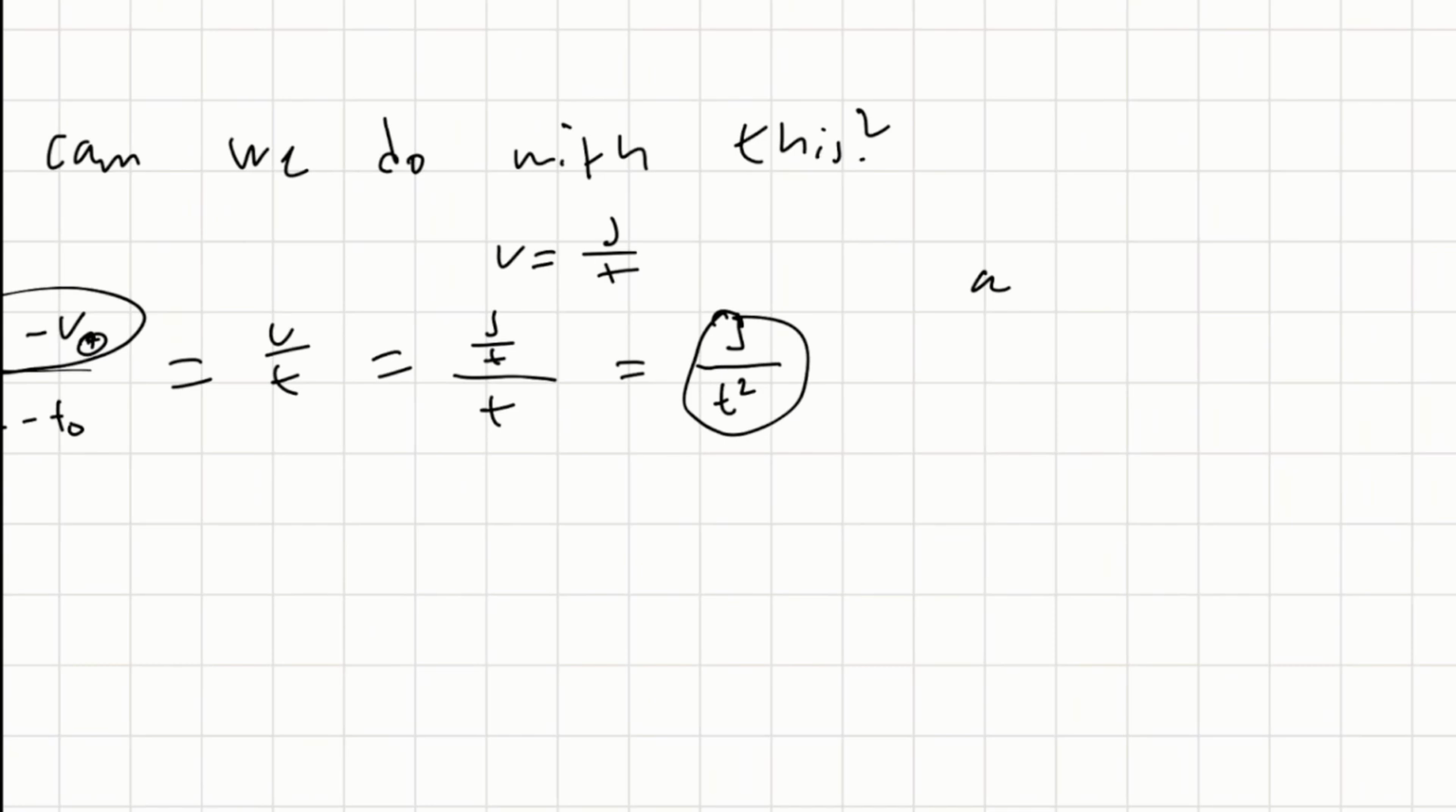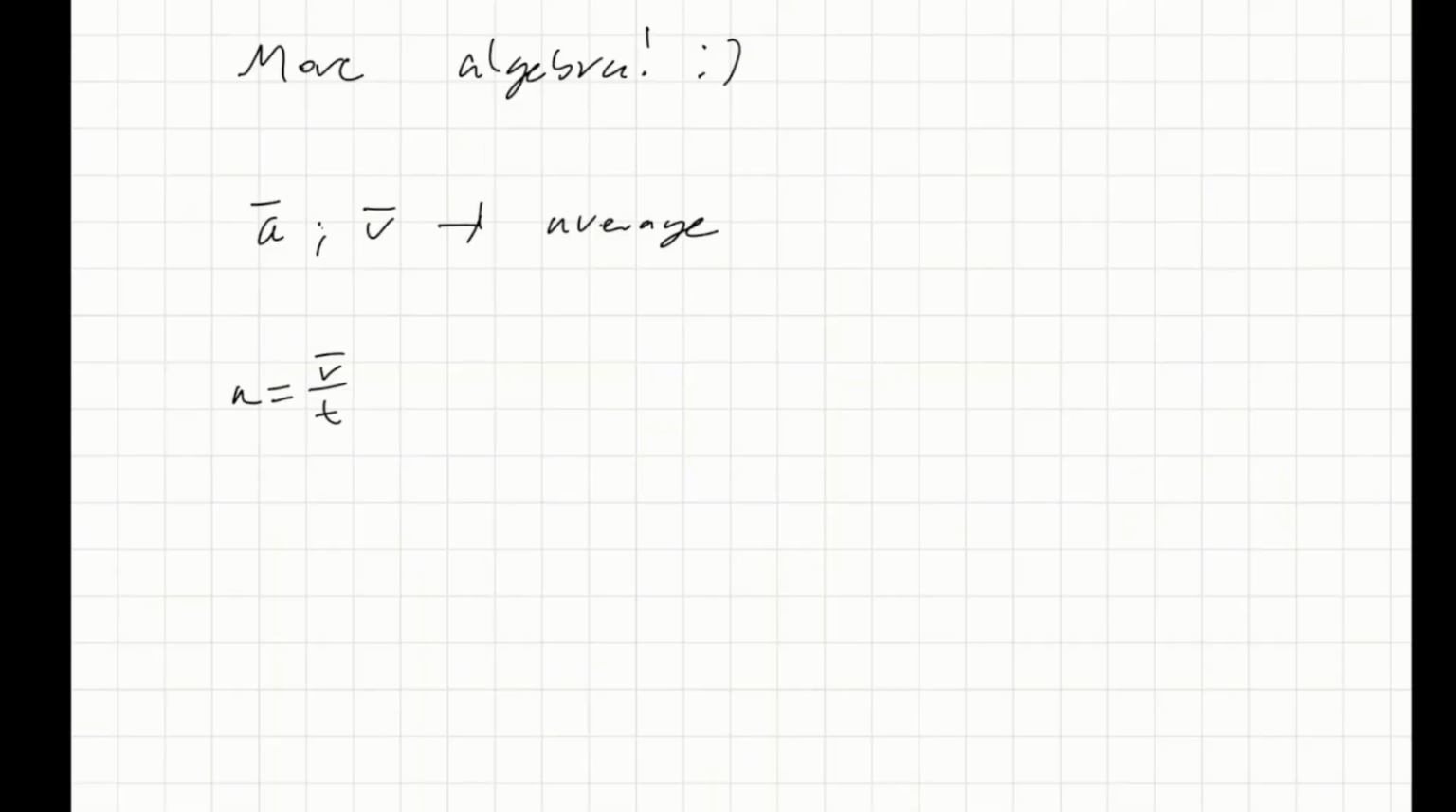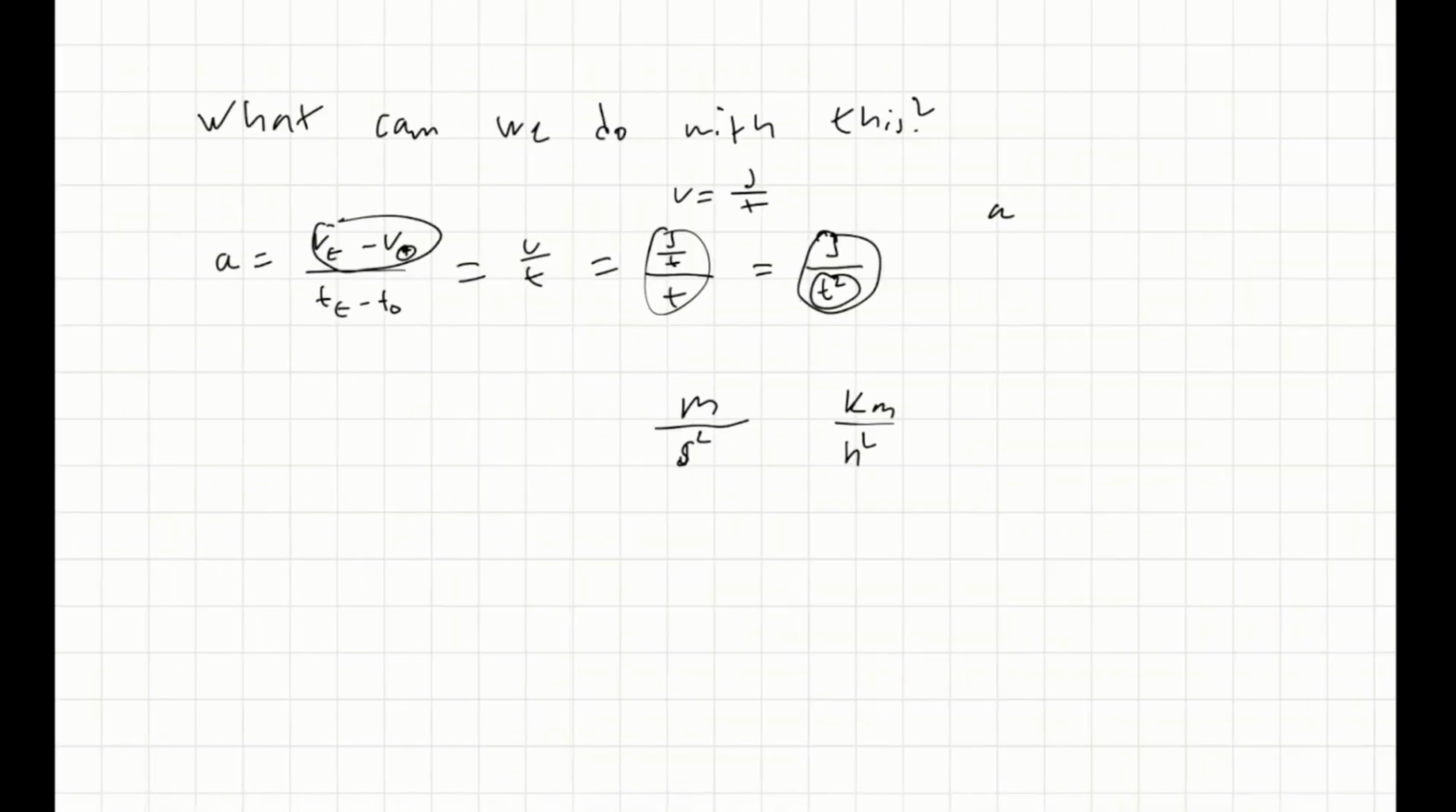So let's maybe just clarify that this measurement is actually correct. If we, for example, say meters divided by seconds squared, or let's say kilometers divided by hours squared, this is correct. Okay, so don't overthink. This is correct because we can actually think of this like this. So let's have a look at a bit more algebra.